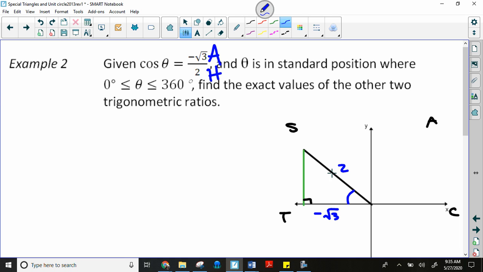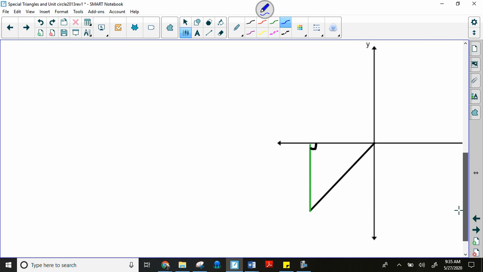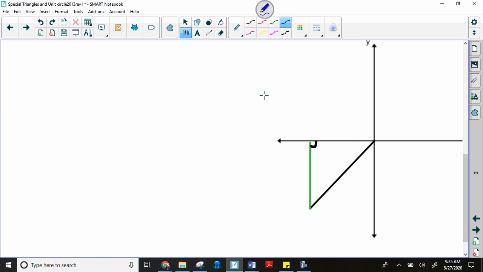Well, this is our 30, 60, 90 triangle, which means we've got our 1 across from that angle. Similarly, if this is our related acute angle right here, cos is adjacent, -√3 over hypotenuse 2, and then our other side length would go opposite the angle, which is 1, but we're going down on our coordinate system. So this would actually be -1 in this quadrant.